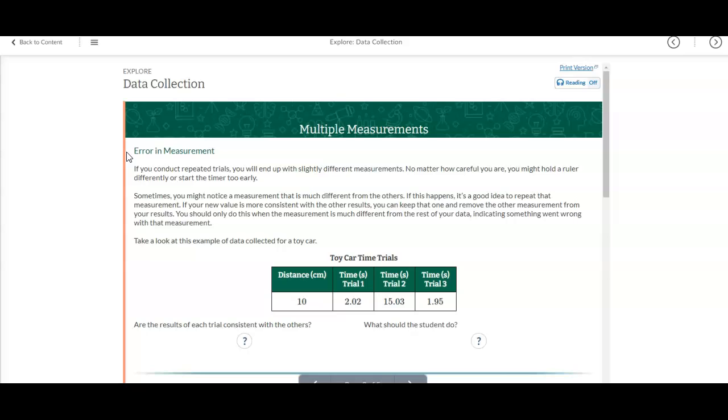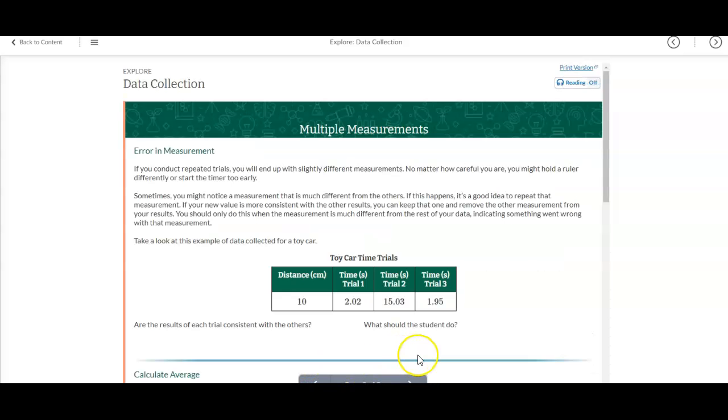You should only do this when the measurement is much different from the rest of your data, indicating something went wrong with that measurement. So take a look at the example of the data collected for a toy car. So you have 10 centimeters and you see 2.2 seconds, 15.03 seconds, and 1.95 seconds. So are their results consistent? We see no, they are not. This number is very much different. So what should the student do? Repeat that trial again, collect a new time, and replace the 15.03.